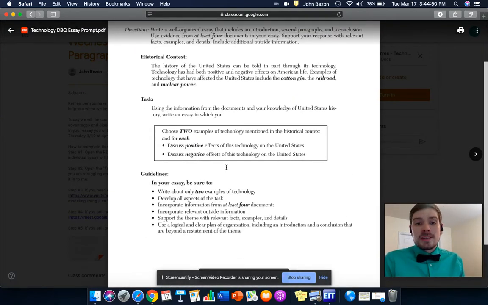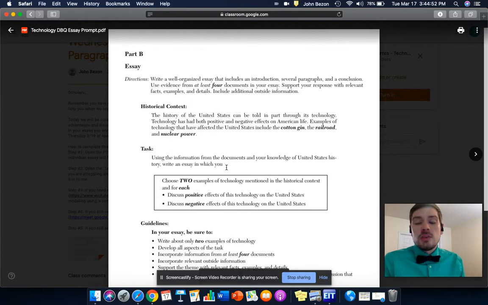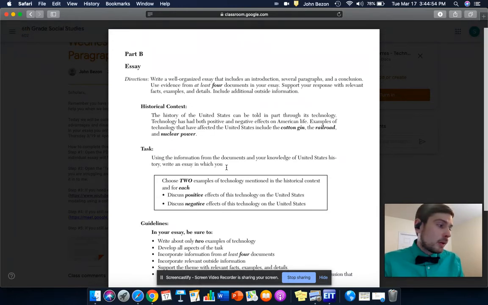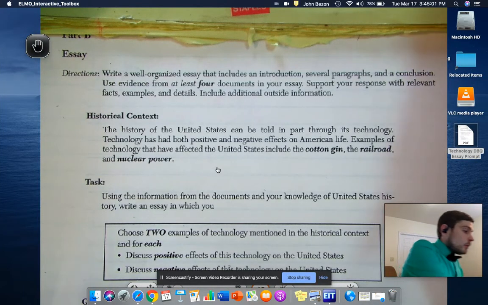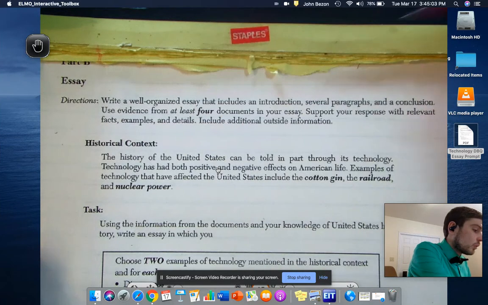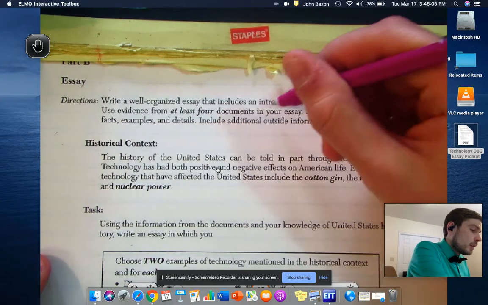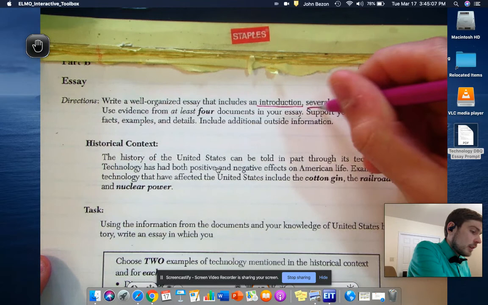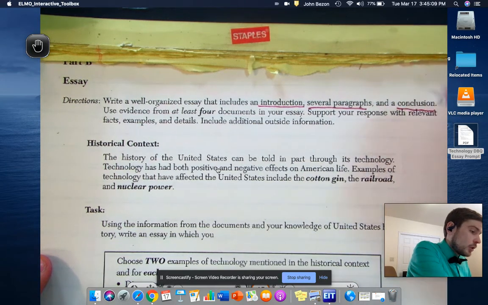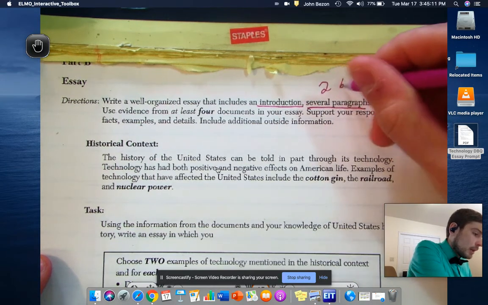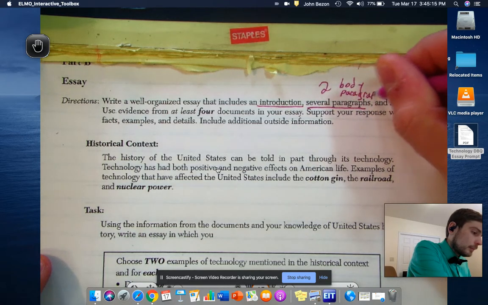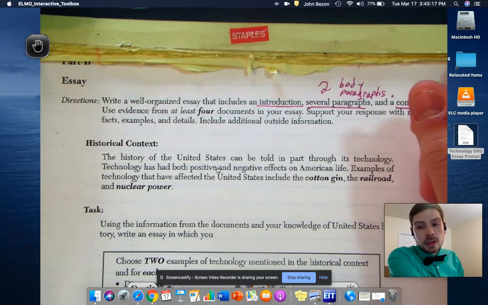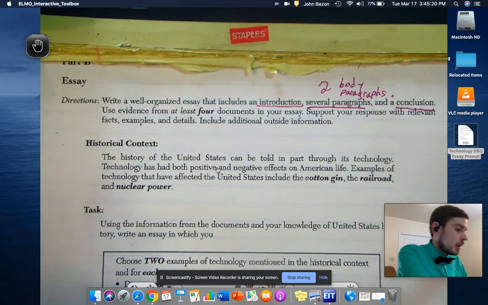I actually want to break this prompt down for you so that you understand what we are writing about. So I did bring my document camera home. We're going to analyze this prompt using the document camera. So directions. Write a well-organized essay that includes an introduction, several paragraphs, and a conclusion. We need 2 body paragraphs. Each body paragraph will focus on a different technology.